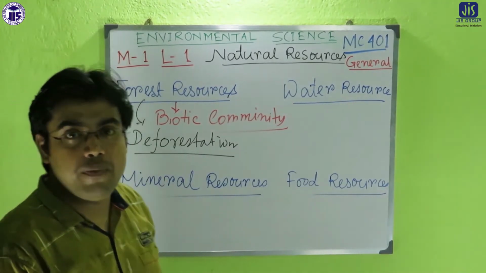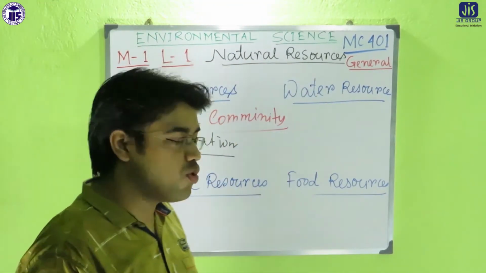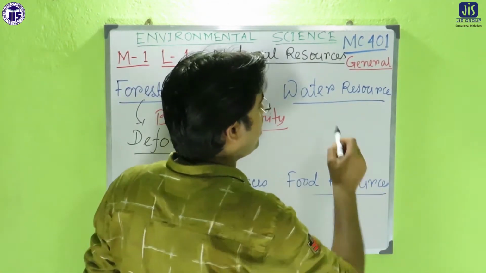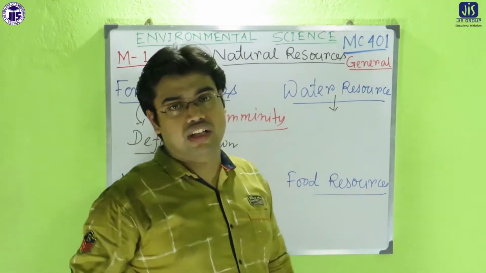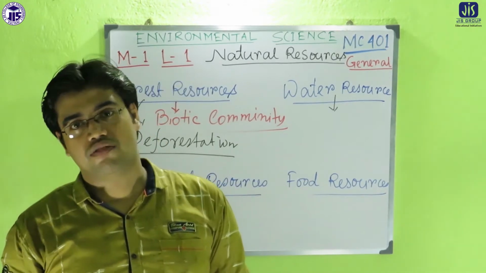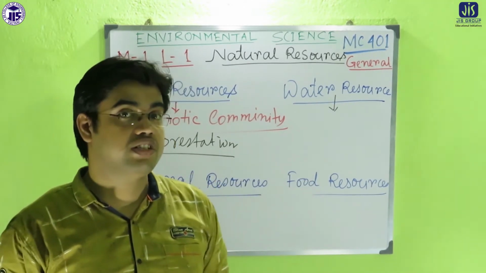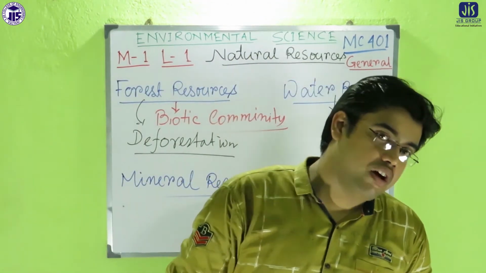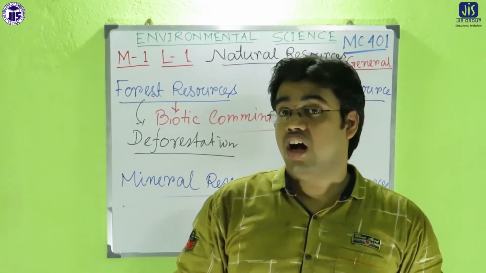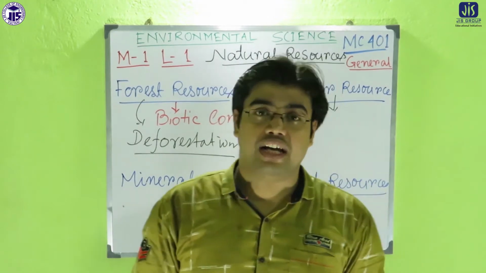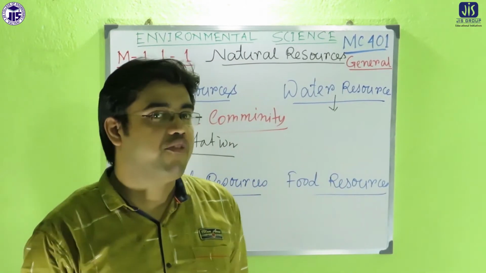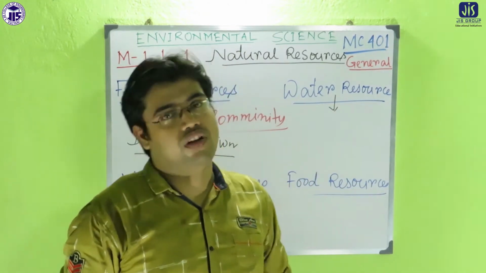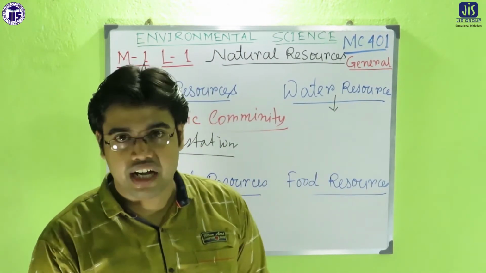Deforestation is the main problem regarding the forest resource. Next is the water resource. All of you know very well that 97% of the earth's water is salt water, 2% remains in the polar ice caps, and only 1% is for drinking purposes. So water is very important for our life. Without water we can't live.